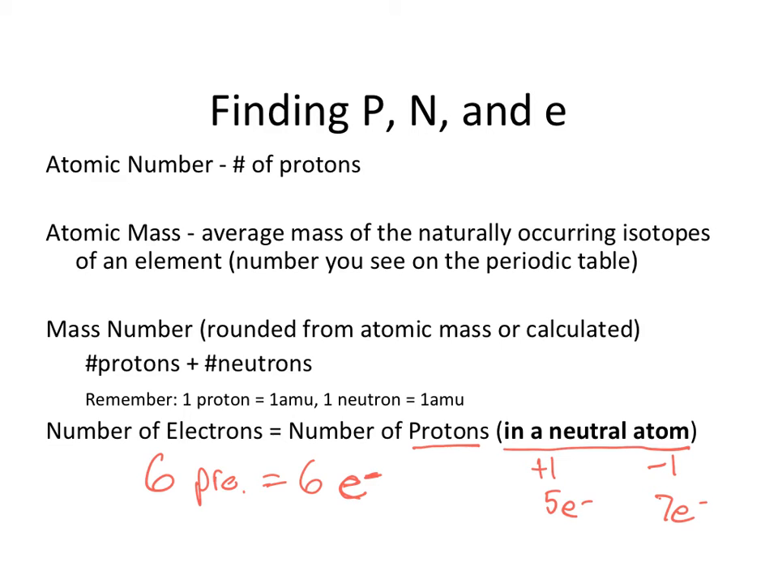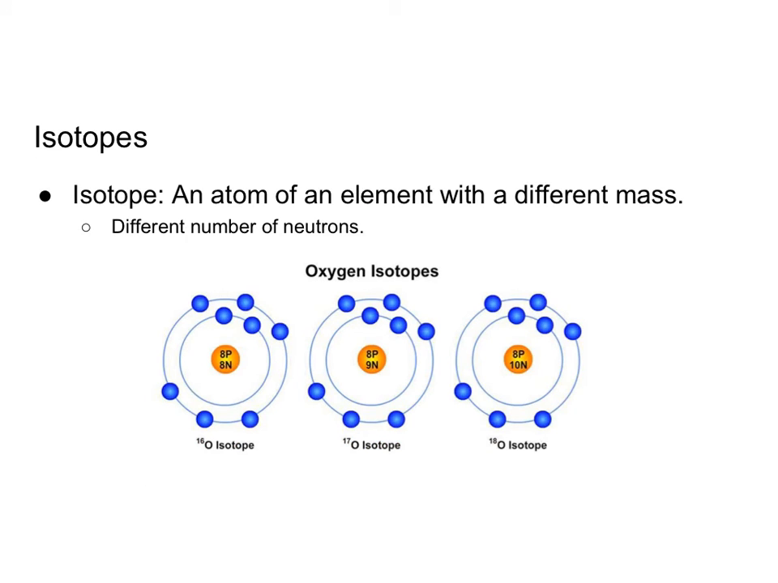Atomic mass that we see on the periodic table is the average mass of all the naturally occurring isotopes of that element. An isotope, and we talked about this a minute ago, is an atom of a specific element that has a different mass than others. And really it's going to have a different mass because it has a different number of neutrons.